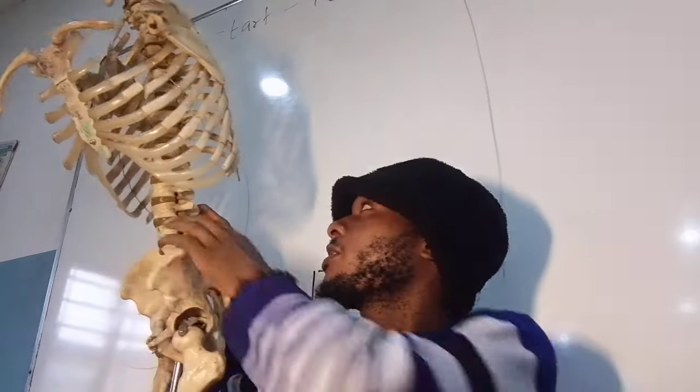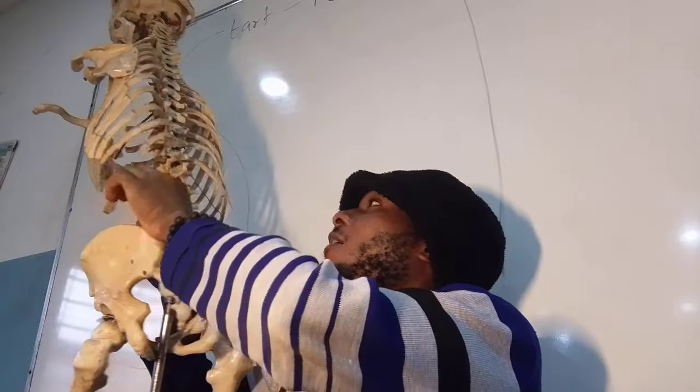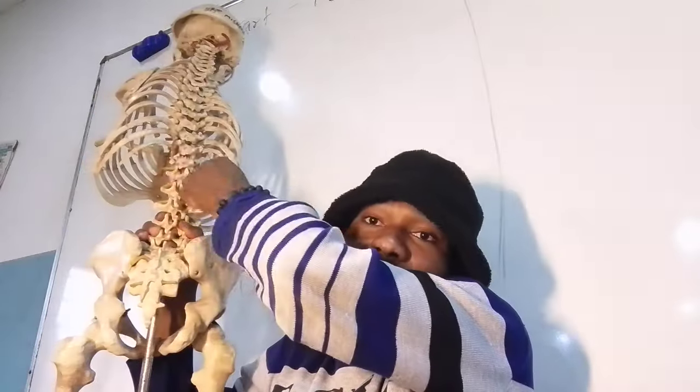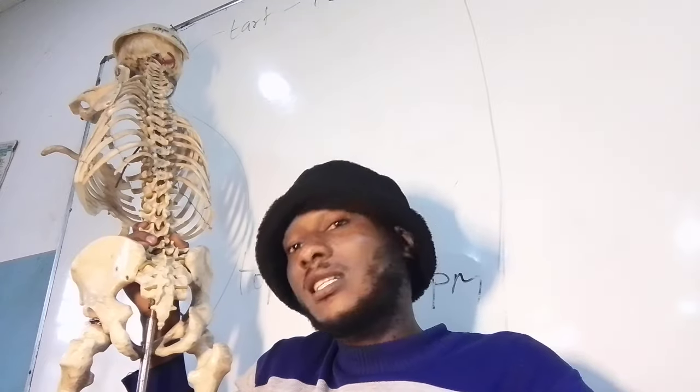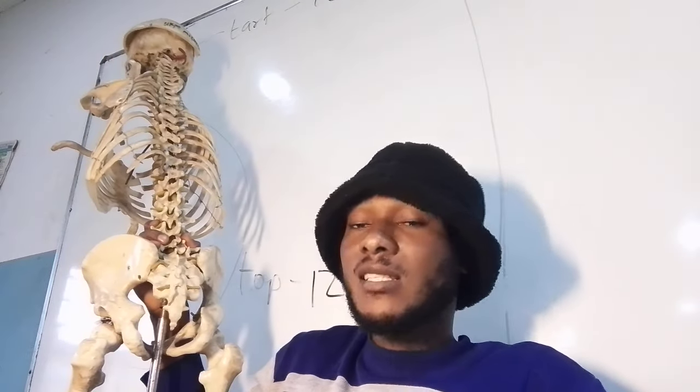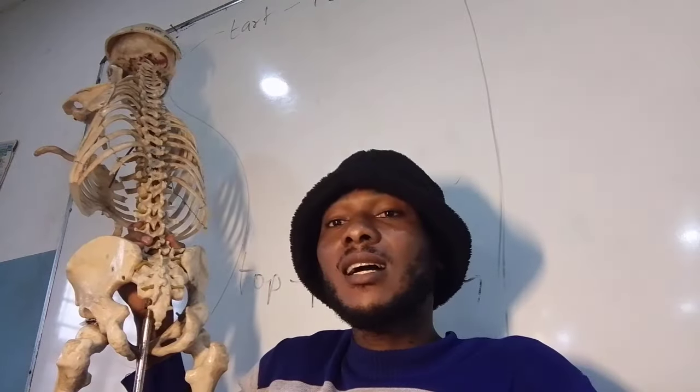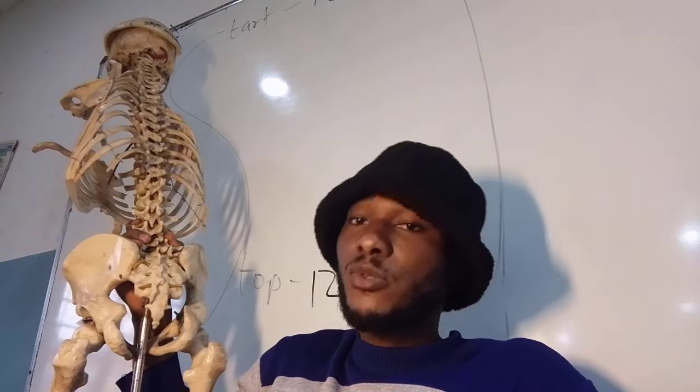Then we have floating ribs. These two ribs here are floating ribs. They do not attach anywhere. They are called floating ribs. We now have typical and atypical ribs. The typical ribs have the same features and they are 3 to 9, while atypical ribs have different features and they are 1, 2, 10, 11, 12.